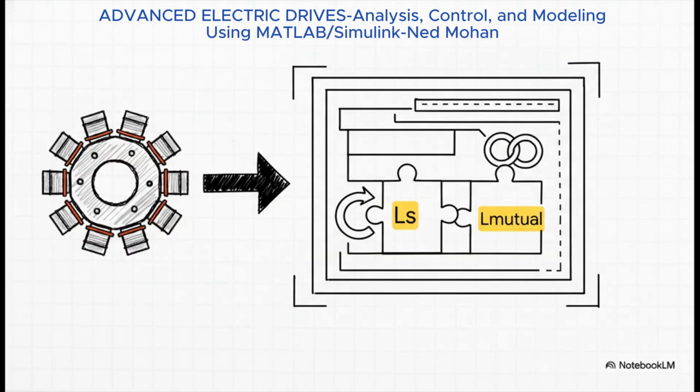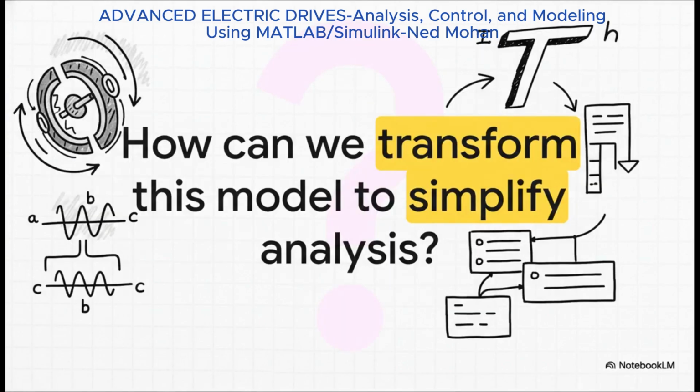So here's the bottom line. The crucial point is this. We have now successfully created a complete phase variable model for the stator, and this model is defined by just two key parameters, the self-inductance LS and the mutual inductance L mutual. We now have everything we need to write the voltage equations and really begin our dynamic analysis. But this model, while it's perfectly accurate, can be a little clunky to work with, especially once the rotor starts to move and the inductances become time-varying.